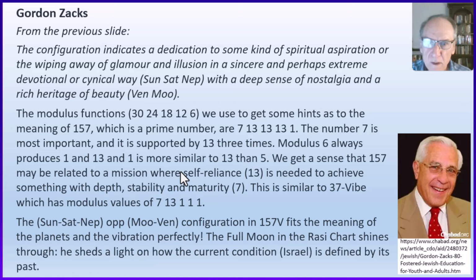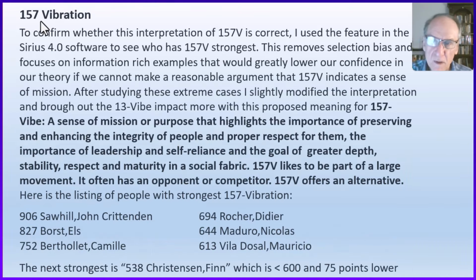And the 157 vibration that's so strong for him, with conjunctions and opposition, I'll just tell you what we concluded. The 157 vibe gives a sense of mission or purpose that highlights the importance of preserving and enhancing the integrity of people and proper respect for them. The importance of leadership and self-reliance and the goal of greater depth, stability, respect, and maturity. It's about respect and integrity for a movement, which is what this is about.